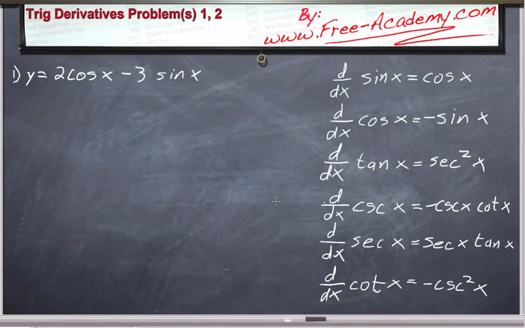Problem 1 is a simple problem. It's y equals 2 cosine of x minus 3 sine of x, which is going to use the first two trigonometric derivatives that I have written here on the right. So the only question that we're going to face in this problem is, what do we do with these constants? As long as you have these, you're going to be fine.